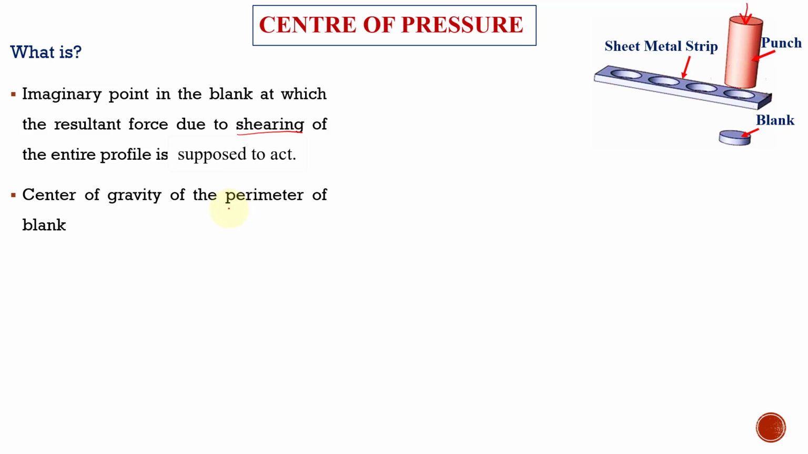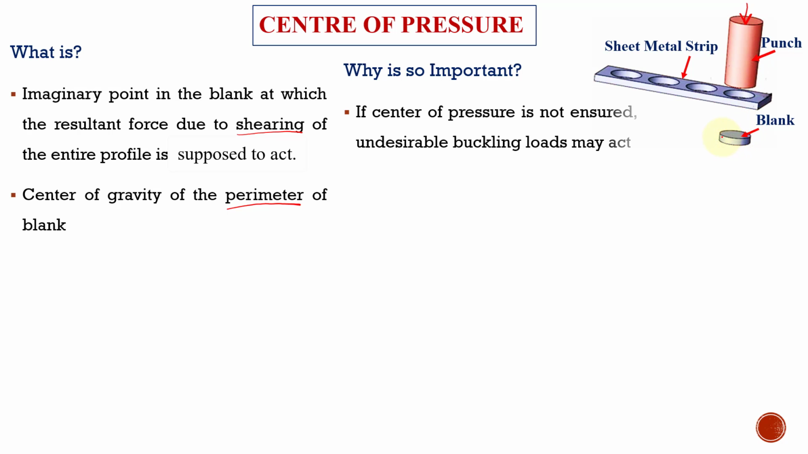It is otherwise called the center of gravity of the perimeter. We have to remember that it is not the area, it is the perimeter of the blank. Why is it so important? When the punch descends into the metal strip, if the resultant force of the shearing does not pass through the center of this blank, what would happen? The buckling load may act. Because of that, quicker wear and tear of punch and die may happen. So these are the implications of not ensuring the center of pressure while designing the blanking die.